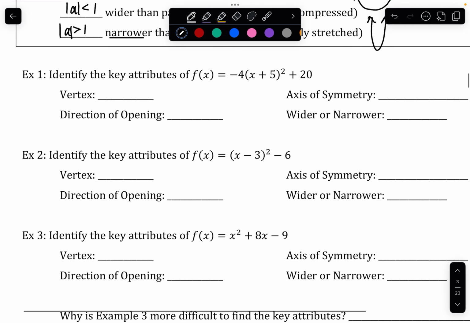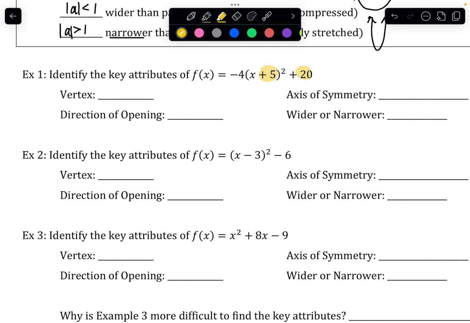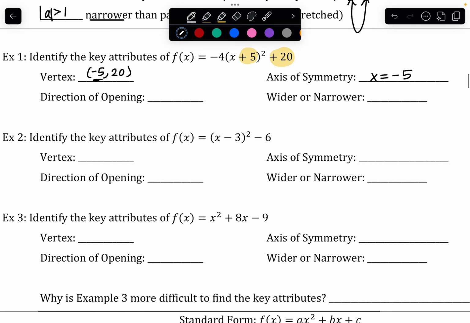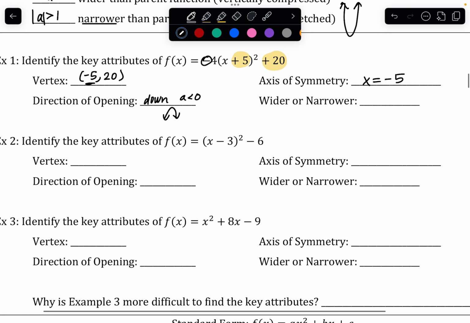Okay, and so looking at some examples, I can see that the vertex is at (-5, 20), taking the opposite of what's with x. And so that means the axis of symmetry will be at x equals -5, just taking the x coordinate. The direction of opening will be down because of this a value being negative. So it's going to open down. And then because the absolute value of a is 4, that means it's going to be stretched vertically, and so it's going to be narrower.